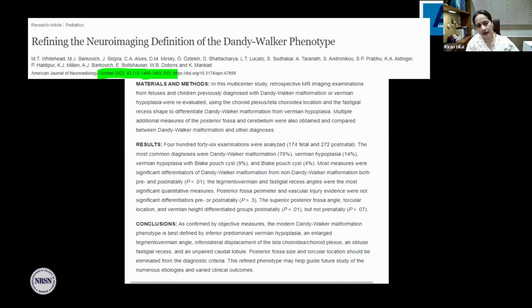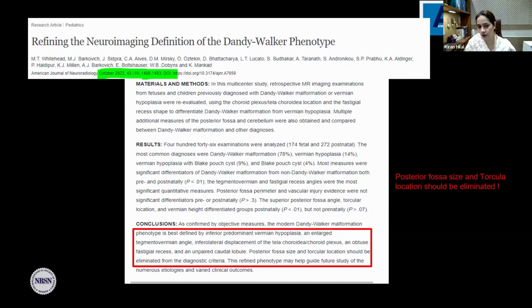So this is a paper recently published by Barkovich and group. Why I'm referring to this paper is that as residents, we all knew that the size of the posterior cranial fossa and the torcular location were always part of the characteristic classic imaging features, which are still described to date in different books. But according to Barkovich and group, in this large and very interesting paper to read, the posterior fossa size and torcular location should be eliminated from the Dandy-Walker imaging criteria.